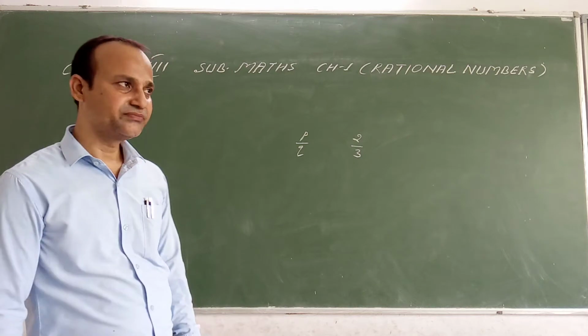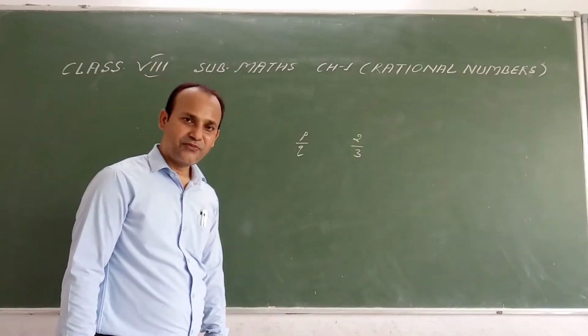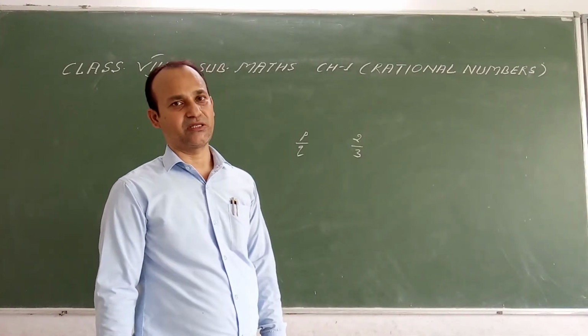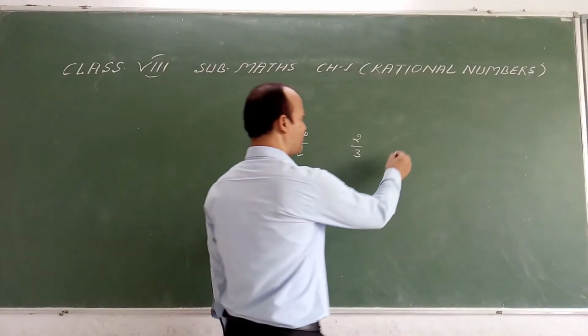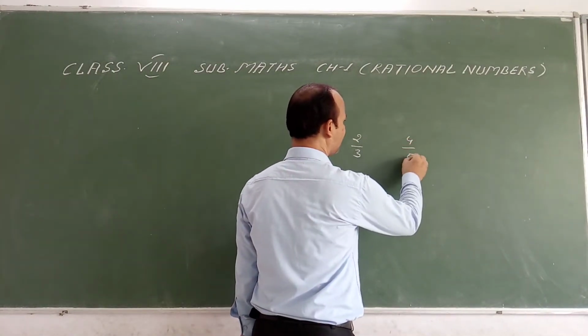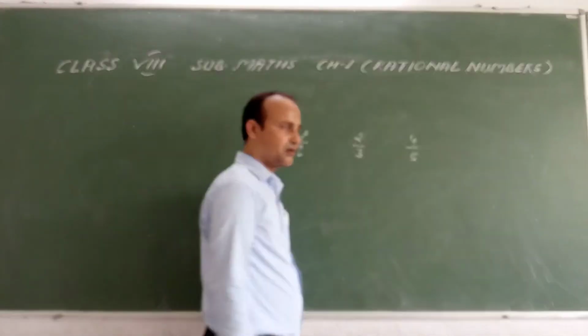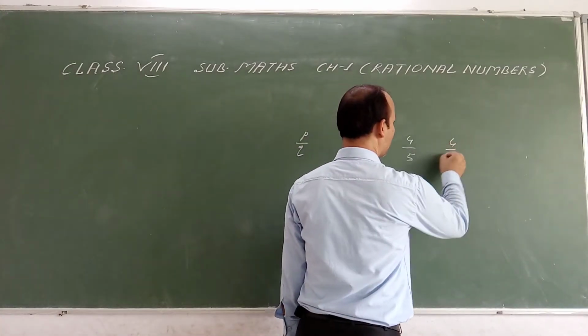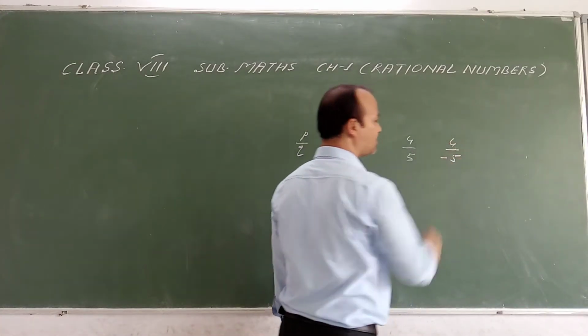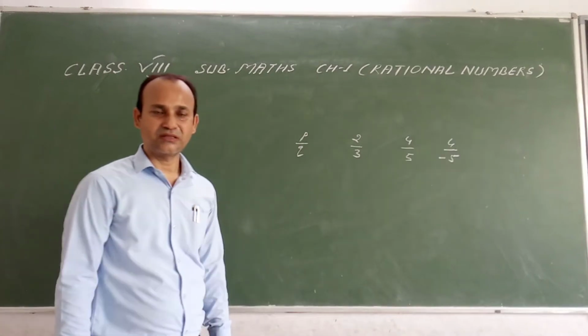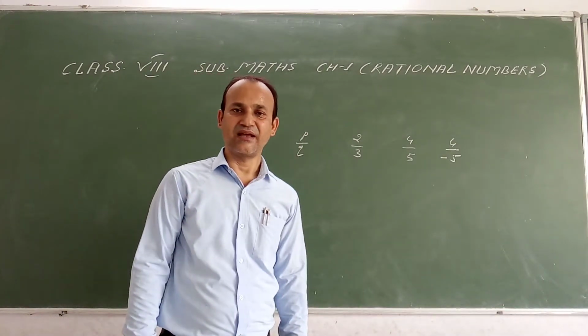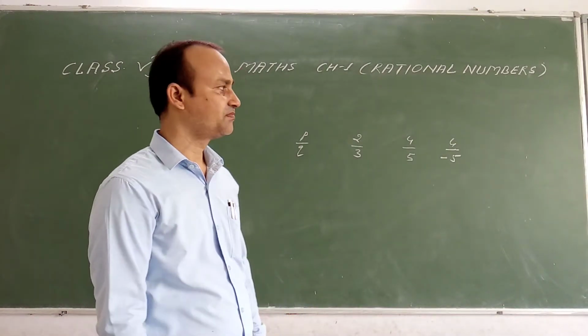And next one, the sign of the denominator should be positive, like 4 upon 5, it's a rational number, but 4 upon minus 5 is not a rational number because its denominator's sign is negative.